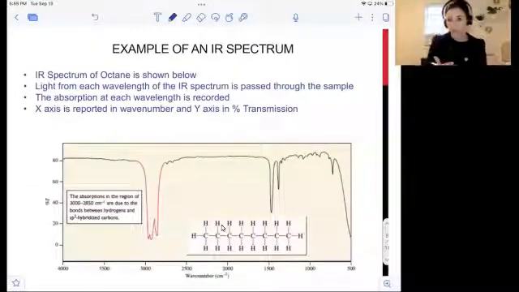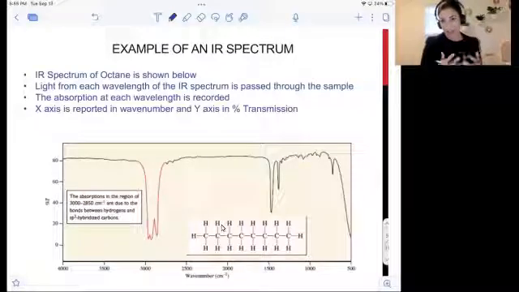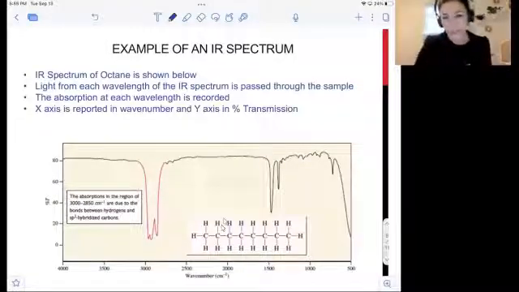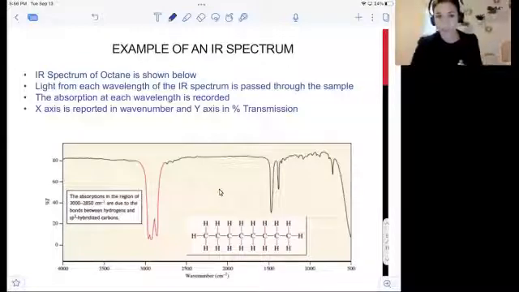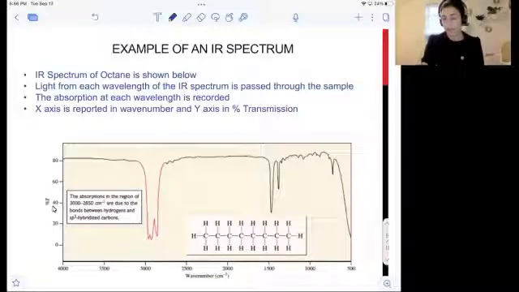With this background knowledge, let's take a look at a real-life infrared spectrum. This is the spectrum for the alkane octane. Let's point out a couple of features about the spectrum. You'll notice that on the y-axis, we have percent transmission.